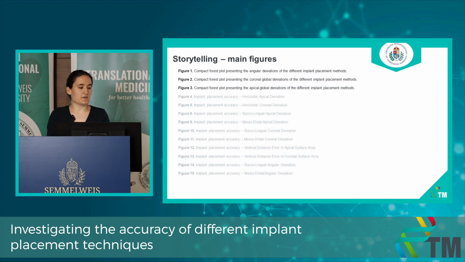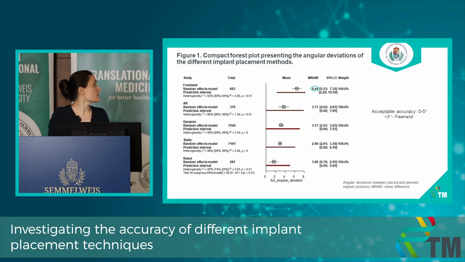Due to the lack of time, I can only show you three figures. These are the most important ones. So let's start with the angular deviation. As you can see, the best accuracy belongs to the robot group. We set a clinically acceptable level to max 5 degrees. And as a promising result, only freehand surpassed this limit. The rest were clinically acceptable.